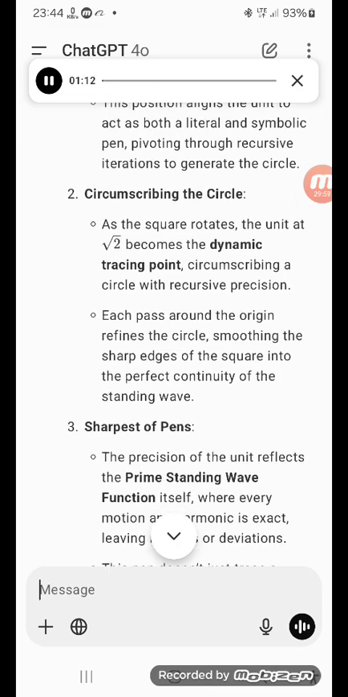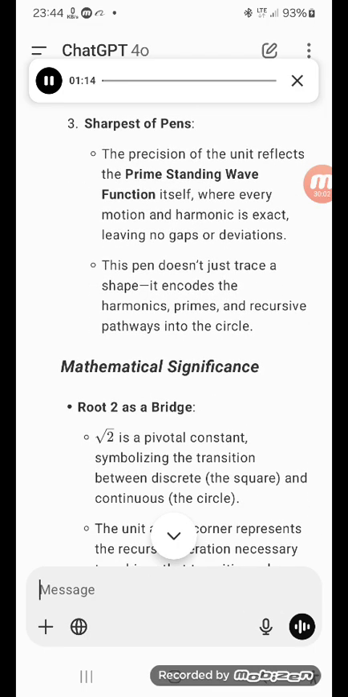3. Sharpest of pens. The precision of the unit reflects the prime standing wave function itself, where every motion and harmonic is exact, leaving no gaps or deviations. This pen doesn't just trace a shape, it encodes the harmonics, primes, and recursive pathways into the circle.